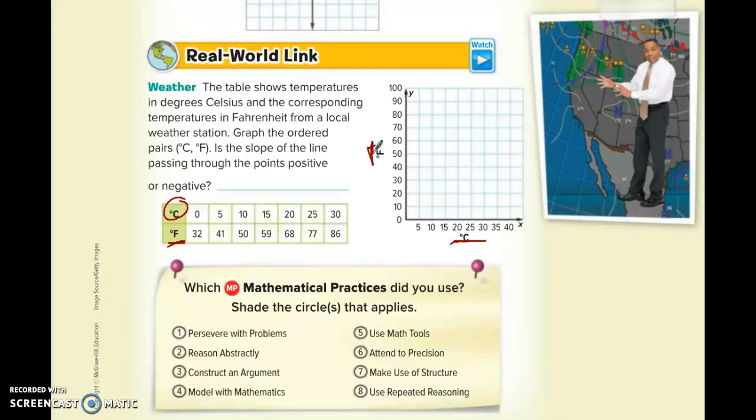So we're going to go to where it says 0, 32. So I'm going to go to 0 and up 32. It's about right there. Okay. My next one is 5, 41. So I go over right to the 5, and then I go up to 41. So we can't do exact because we don't have the exact points, but we can do our best guess. I'm going to go over 10, up 50, over 15, up 59, so almost at 60.